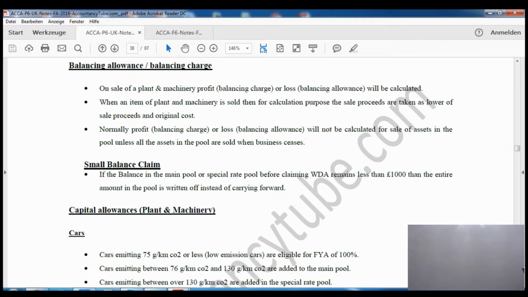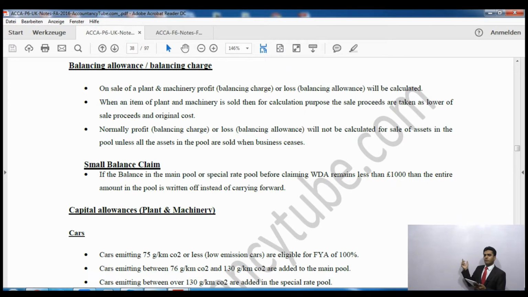The next one is a small balancing claim. Whenever the written down value of an asset is less than £1,000, then the whole amount will be your capital allowance, because it is a small balance. And small balance means less than £1,000.